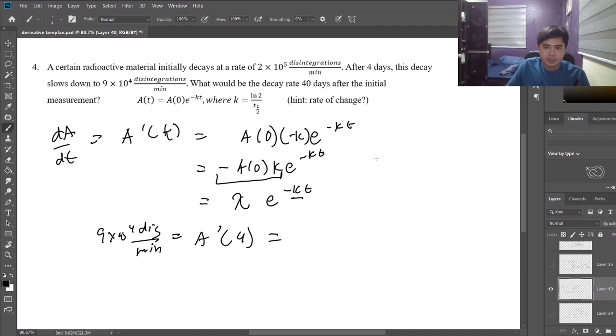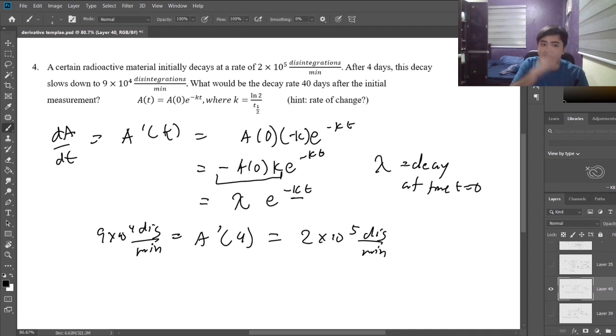And lambda should be the decay. Again, this is the decay at time t equals 0. So this is going to be 2 times 10 to the 5 disintegrations per minute, since that is the disintegration initially, at time equals 0. So e to the negative k, then we multiply it by 4 days. So we just need to find what k is.